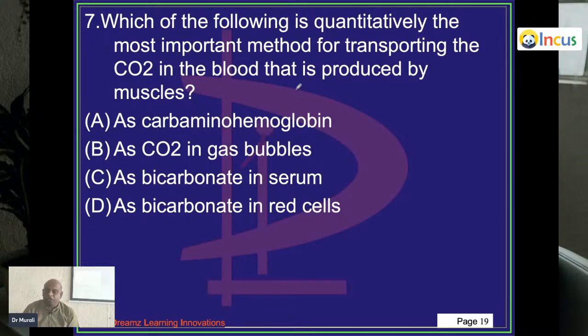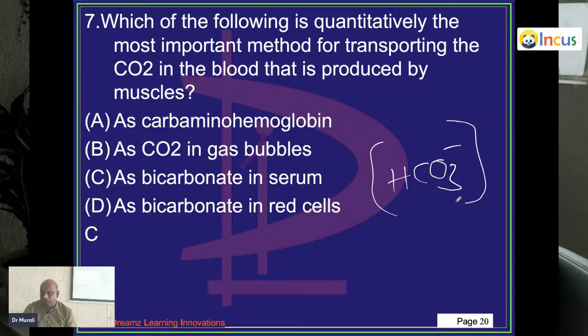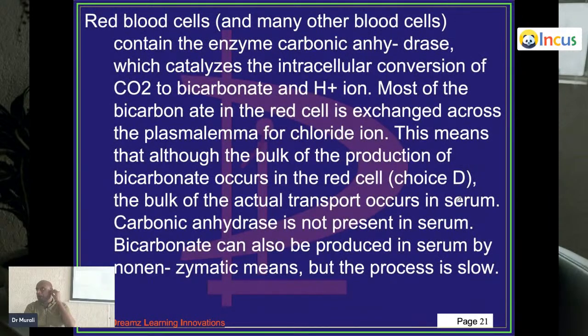What is the most important method for transporting the carbon dioxide in the blood, which is produced in the muscles, the activity of the muscles? Remember, the most predominant form undoubtedly is bicarbonate, is what you have to remember. Bicarbonate.